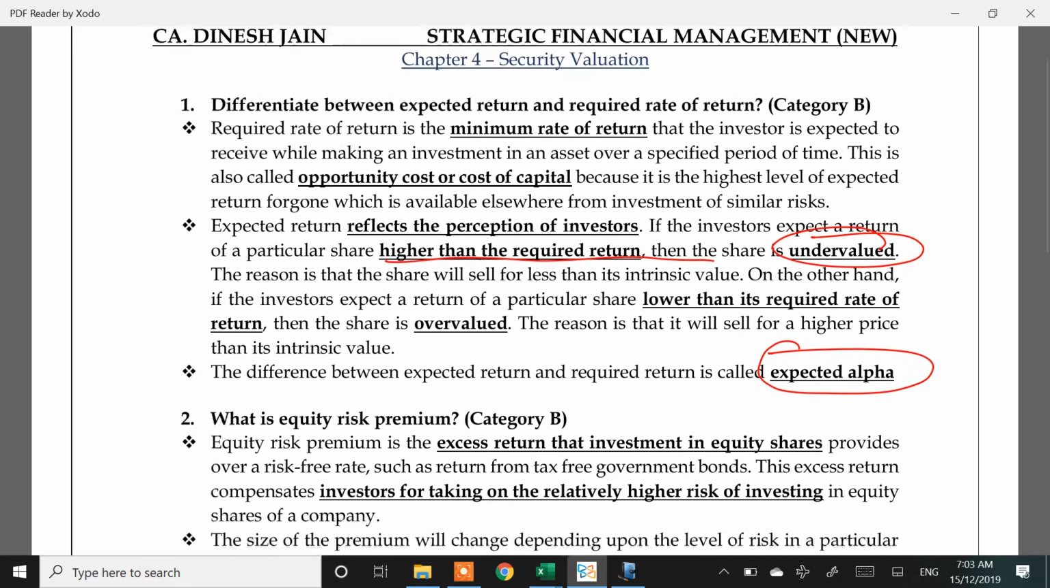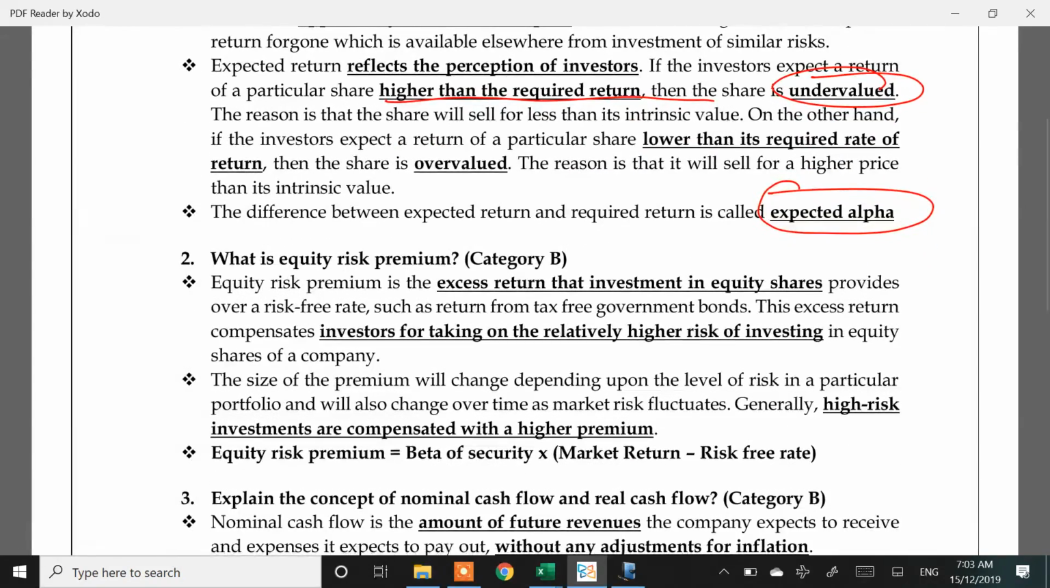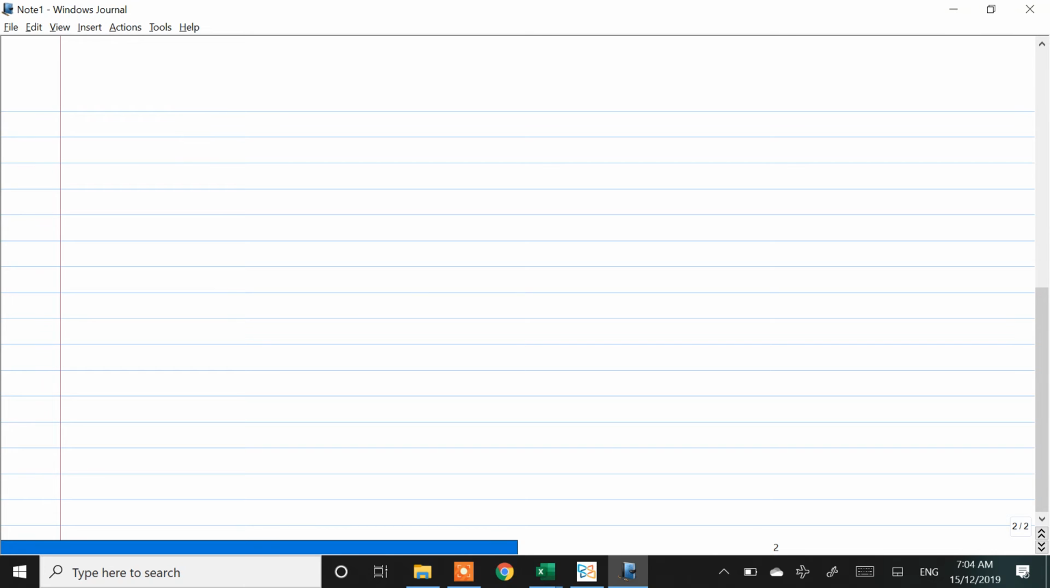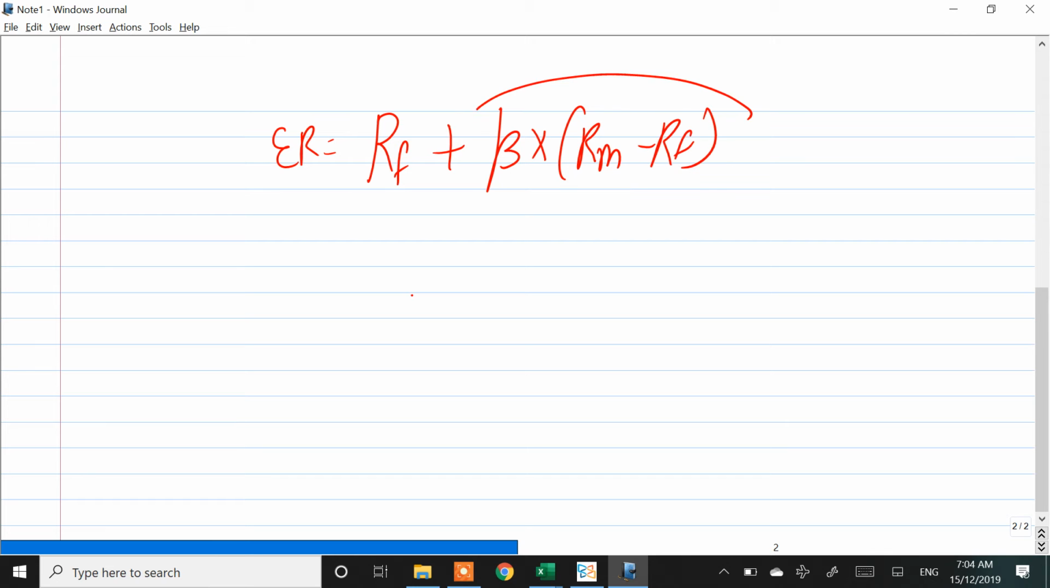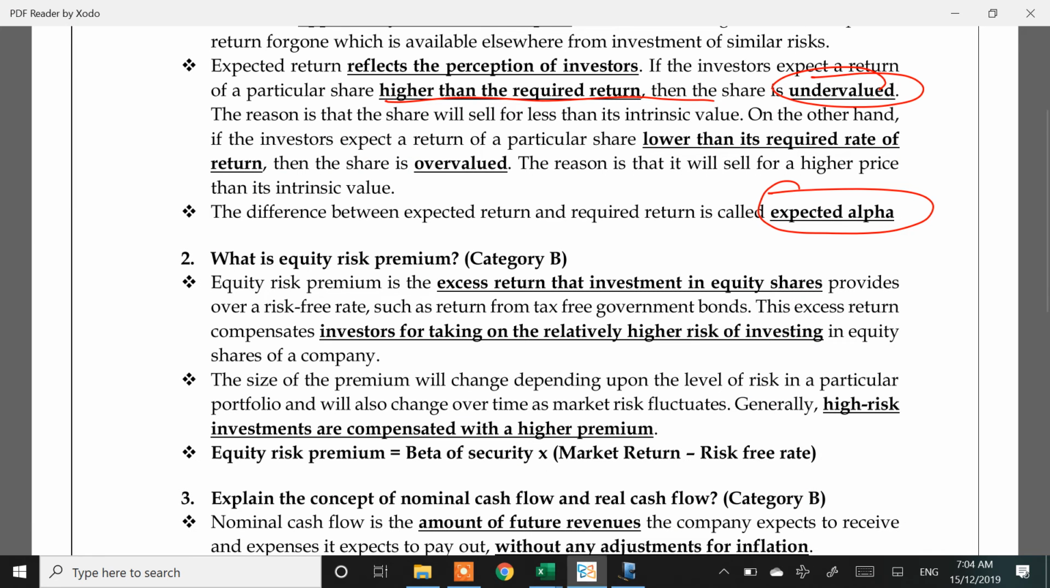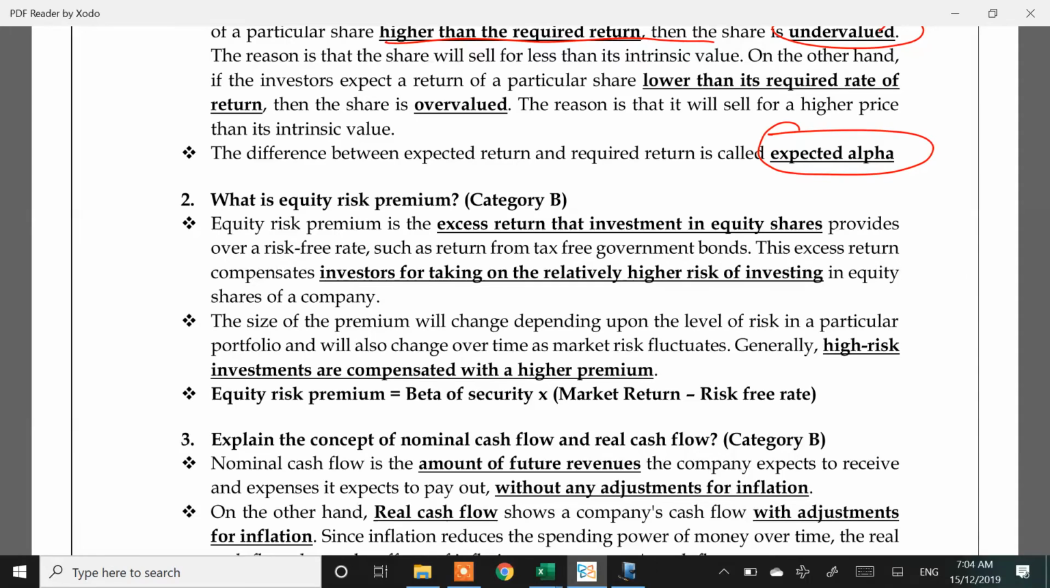What is equity risk premium? Whenever I'm investing in an equity security, equity shares, they tend to give a return which is normally higher than the risk-free return, and we call it expected return equals RF plus beta into RM minus RF. This part is called the risk premium, the excess return that investment in equity shares provides over a risk-free rate. High risk investments will have high return, and equity risk premium is going to be beta of security into market return minus risk-free return.